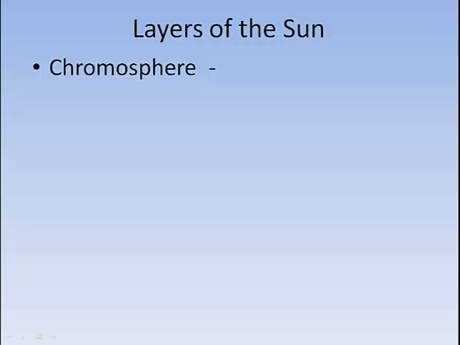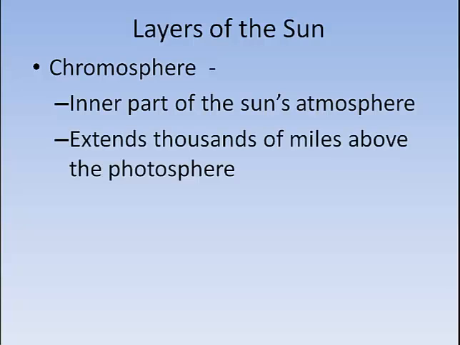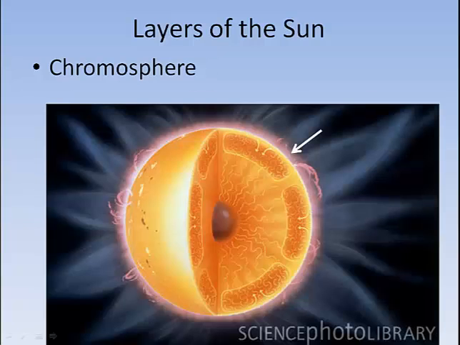All right, the next layer out is called the chromosphere. Chromo means color, right? It's the inner part of the sun's atmosphere. It goes out thousands of miles above the photosphere, and it's red. It's important that you remember that the chromosphere is red. It's about 20,000 degrees, but it's really not that critical that you remember that.